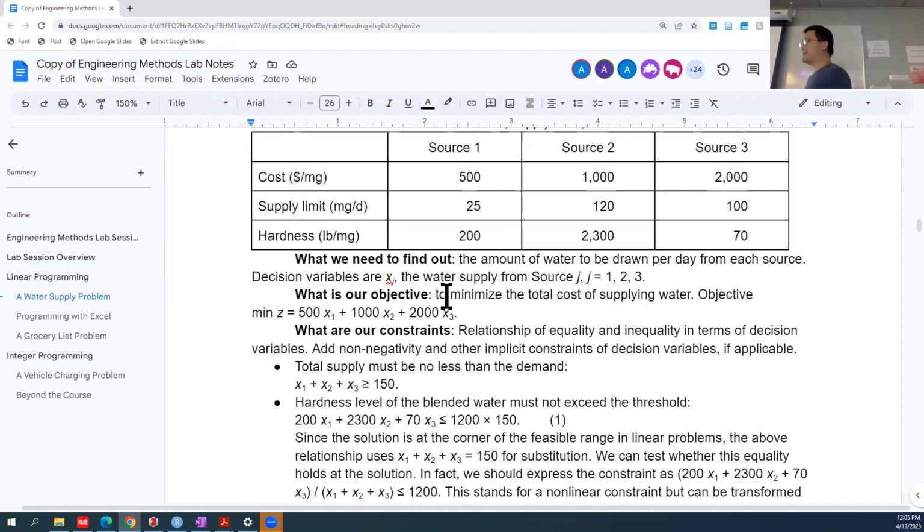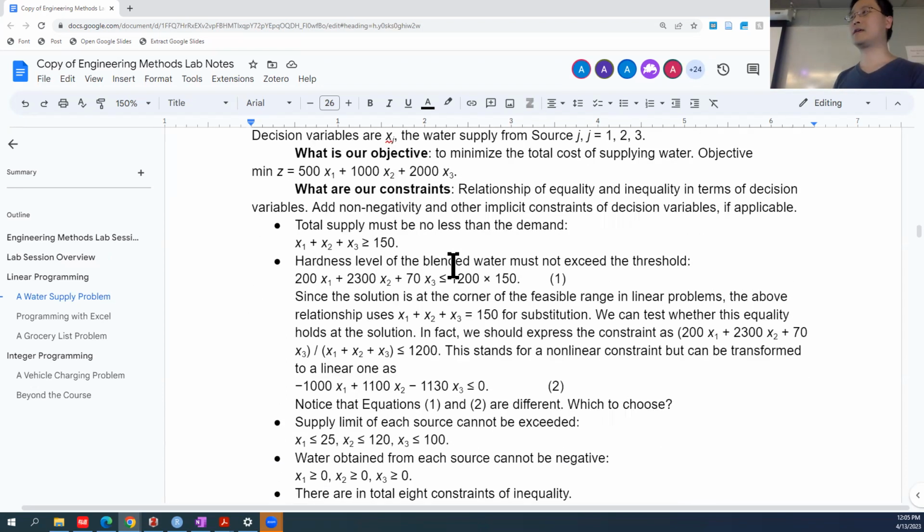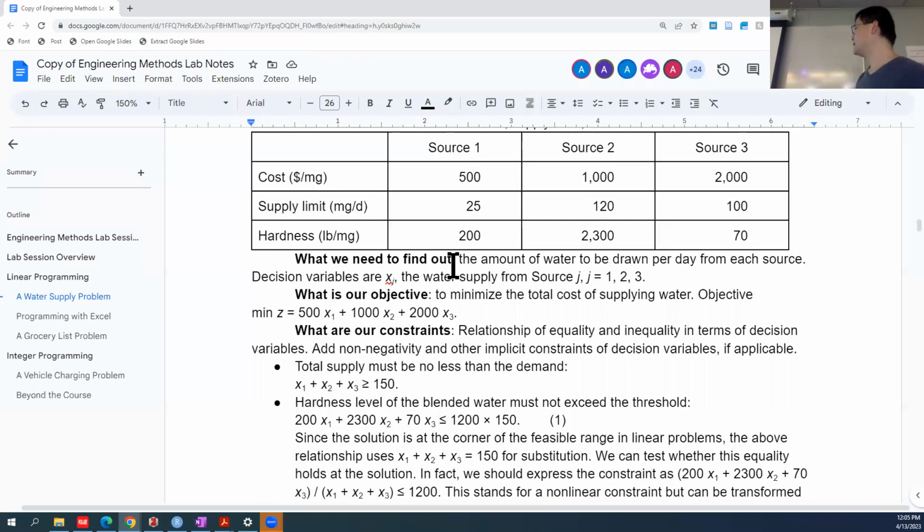Now, in step three, we want to use the decision variables that we have identified in step two to formulate an objective function. This objective function, of course, in our problem is about the cost that we want to minimize. So in plain words, it would be described as we want to minimize the total cost of supplying water. And if we need to supply a mathematical expression, it'll usually be formulated this way.